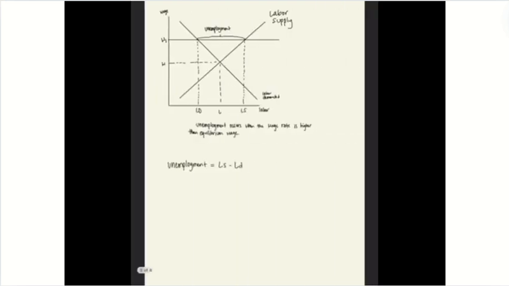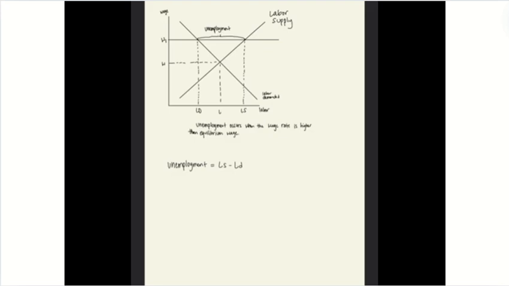Next, we're going to move on to the labor market with unemployment. Unemployment occurs when the wage rate is higher than the equilibrium wage. So this basically means that workers are willing to provide more labor than firms are willing to hire, and that the labor market has a surplus of workers when it's in unemployment.